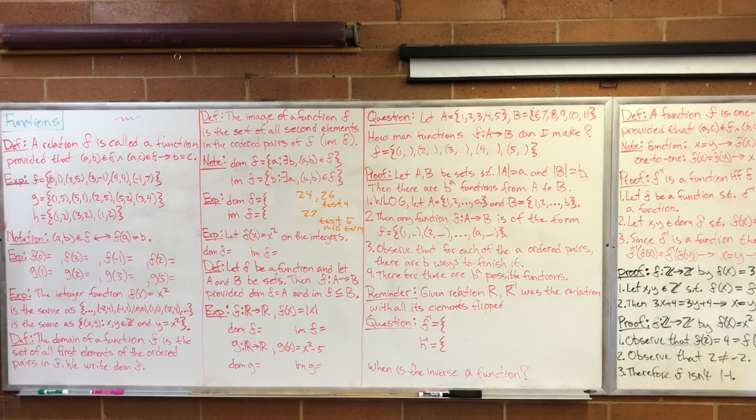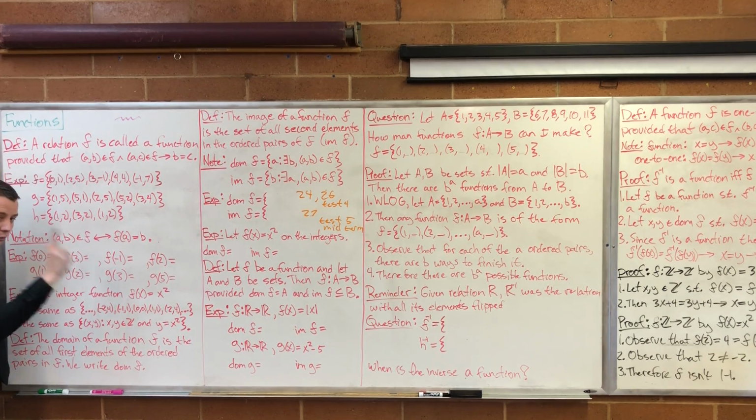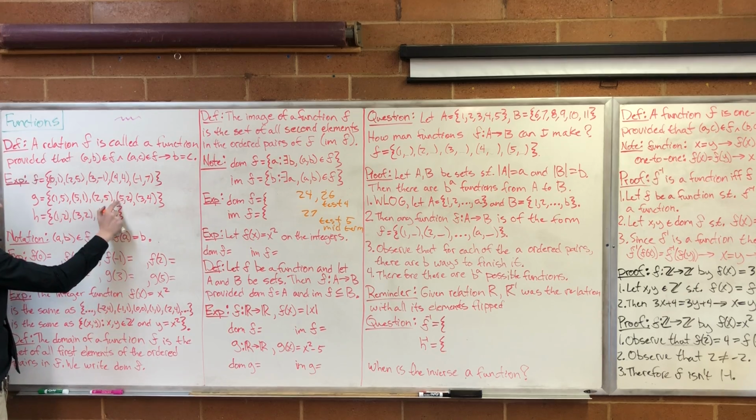So here I have a bunch of relations listed. You're going to tell me yes or no, is it a function? F, is this a function? Yes or no? Yes. You sure? Yes. Okay, she's sure. What about G? No. Why is G not a function? We have 5 goes to 1 and 5 goes to 2. Can't have that. 5 can only go to one thing. We can't have 5 goes to 1 and 5 goes to 2.